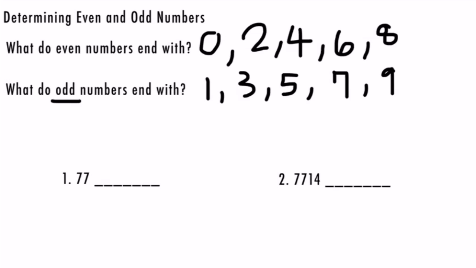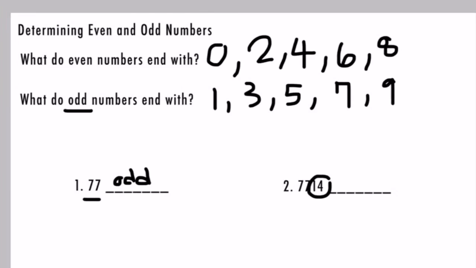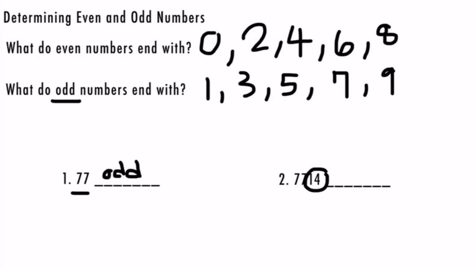Number 1, it asks us if 77 is an odd or even number. Well, let's look. It ends with 7. So that means 77 is an odd number. Odd. Number 2, 7,714. Well, what number does it end with? It ends with the number 4. So that means that 7,714 is an even number.